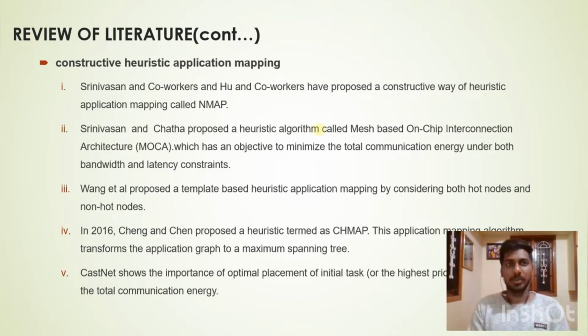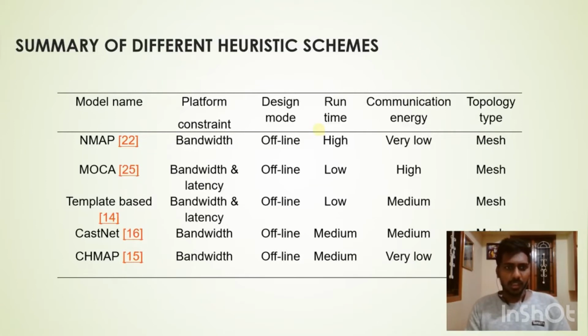I can't explain these five very clearly, but I have made a small table in which you can see what they are going to tell us. It covers the platform constraint, design mode, runtime, communication energy, and topology type. The topology type is mesh for everything. For the platform constraint, NMAP, CastNet, and C-CMAP are constrained by bandwidth only, but MOCA and template-based are constrained by bandwidth and latency. The design mode is offline for everything.